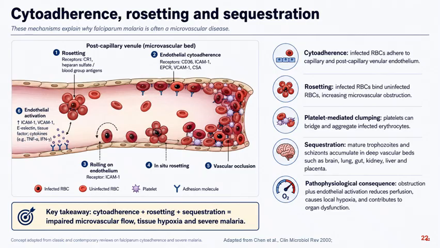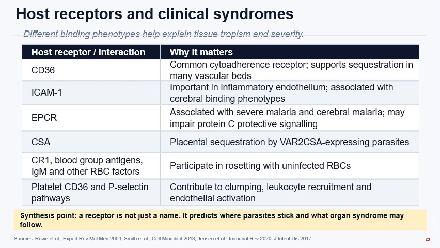Together, these processes narrow or obstruct the microcirculation and reduce local oxygen delivery. Add endothelial activation to this, and the vessel becomes even more adhesive. The key chain is adhesion plus cellular aggregation leads to impaired flow. Impaired flow leads to local hypoxia. Local hypoxia contributes to organ dysfunction. At this point, it's important for us to understand host receptors and clinical syndromes, and how they relate.